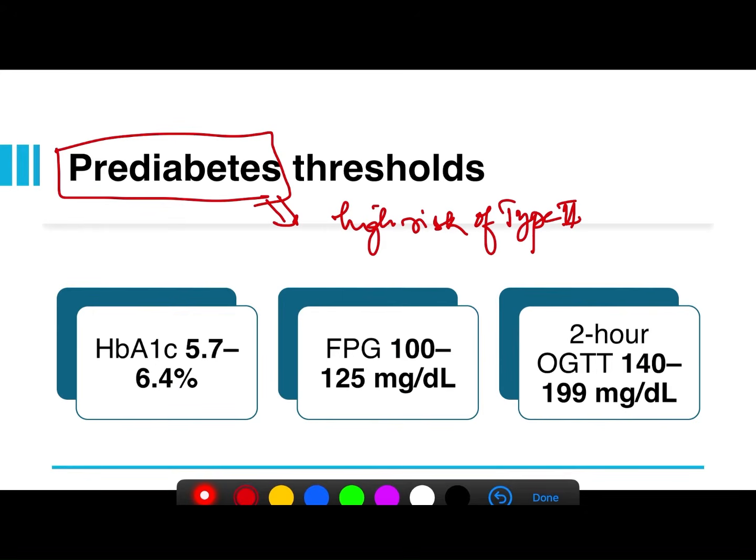To be classified as pre-diabetic, HbA1c ranges from 5.7 to 6.4%. Fasting plasma glucose ranges from 100 to 125 mg per dl, and 2-hour oral glucose tolerance test values range from 140 to 199 mg per dl.